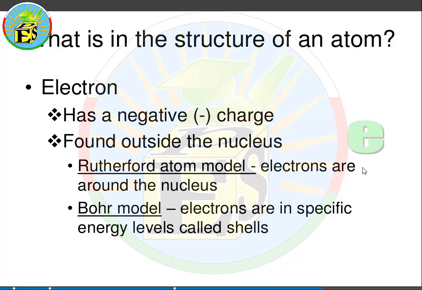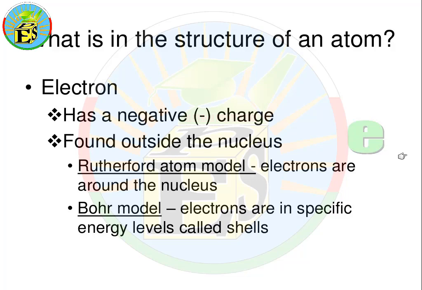In Rutherford's atomic model, electrons are around the nucleus. In Bohr's model, electrons are in specific energy levels called shells. But what about the mass of electrons? The mass of electrons is negligible compared with the mass of protons and neutrons, so most of the mass of the atom is concentrated in the nucleus.